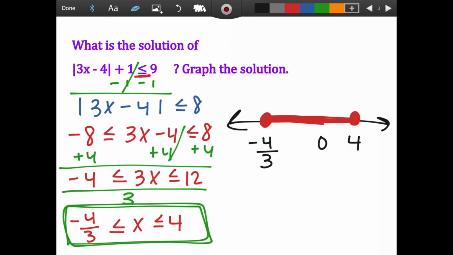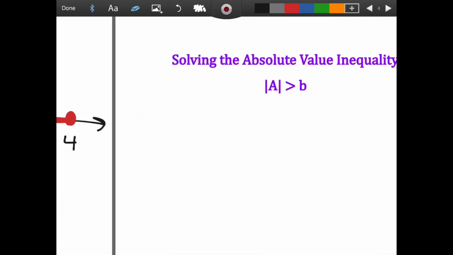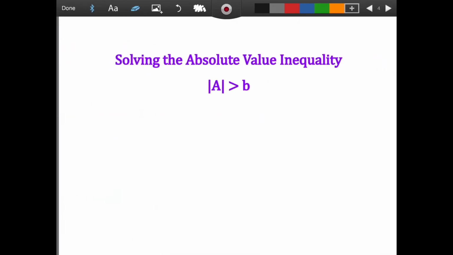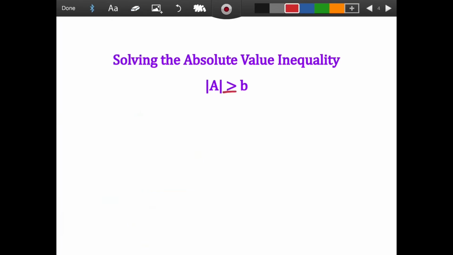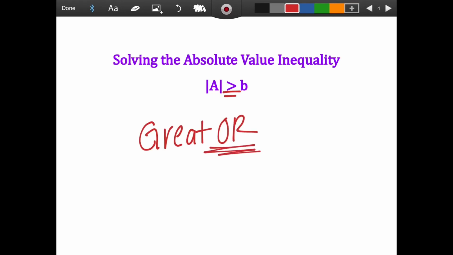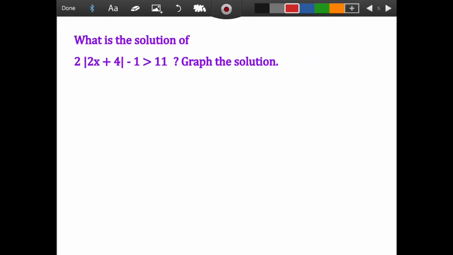And the last type of inequality that we're going over in this section is solving absolute value inequalities when the absolute value of A is greater than B. So greater, we can think about as "great-or," which is going to be an or inequality. So our shading is going to be in opposite directions on our number line. So that's a little hint when you're thinking. Just by looking at the symbol, you're able to figure out if it's an and or an or. So let's look at an example.